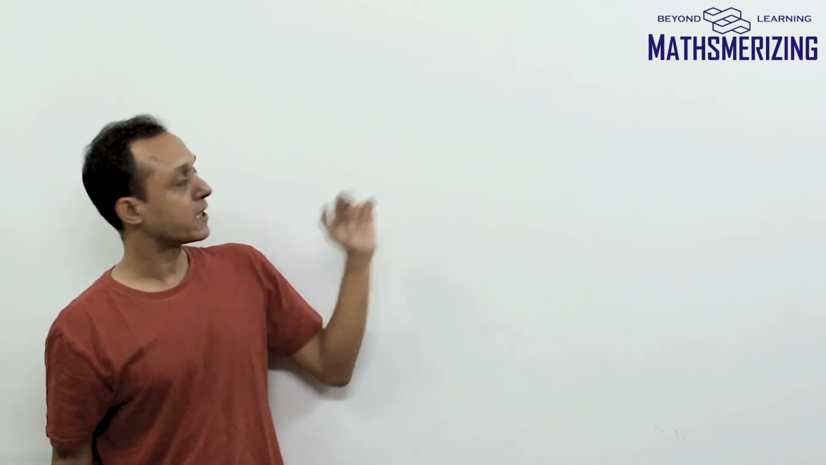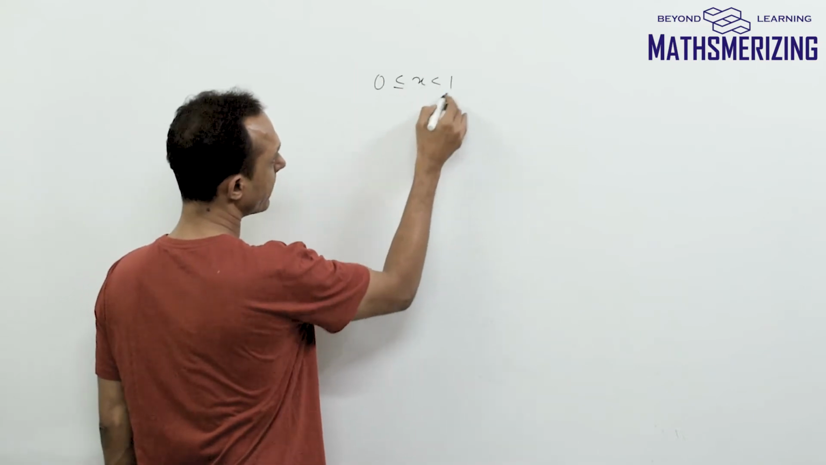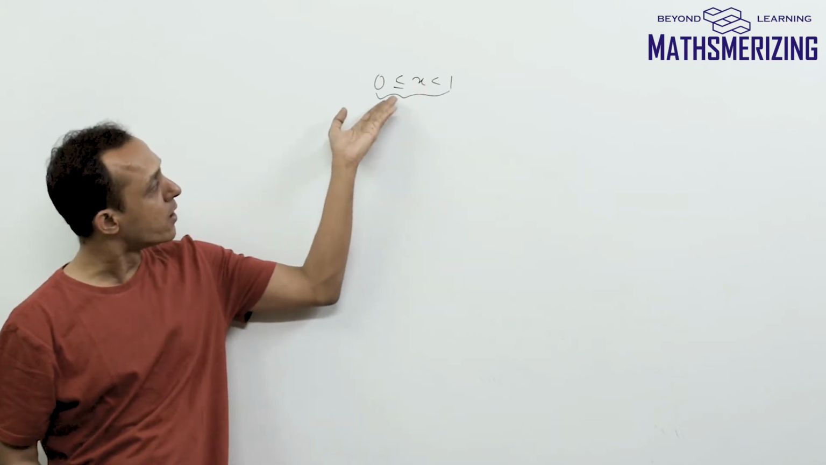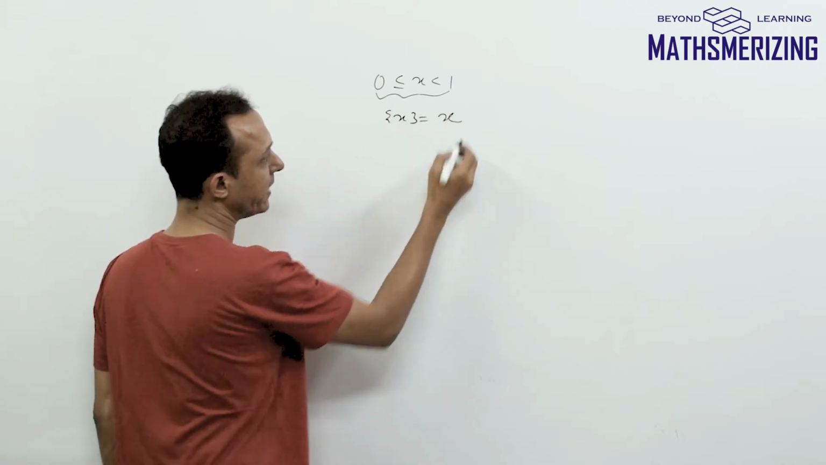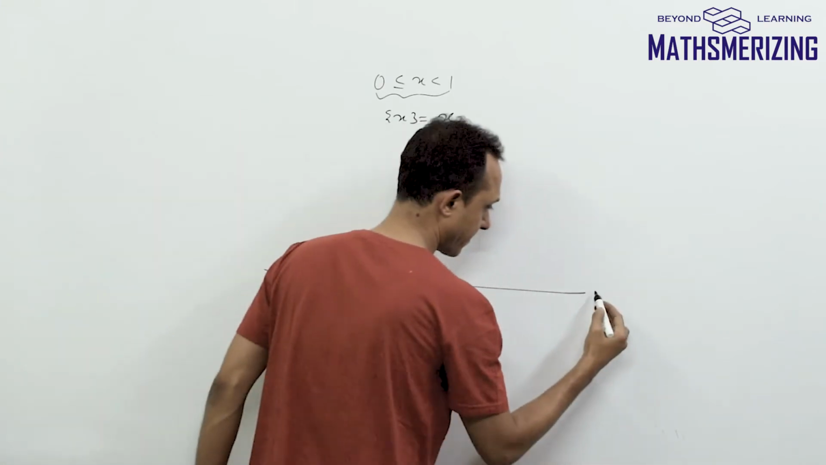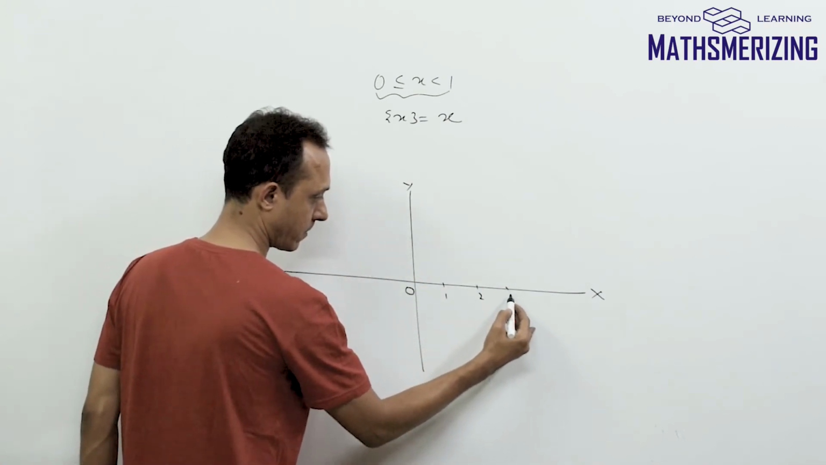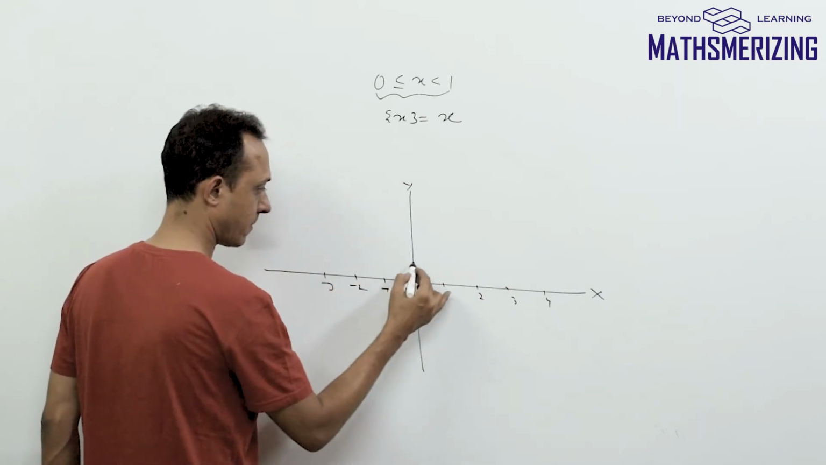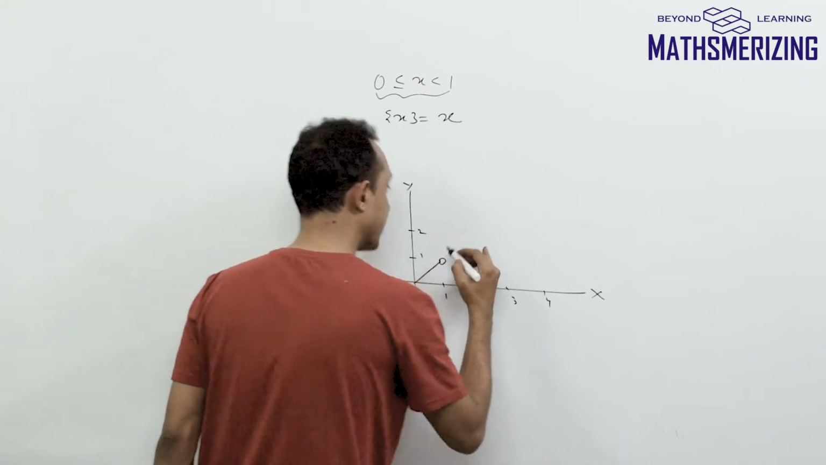Now, if you want to draw the graph of the fractional part function, we know that when x lies between 0 and 1, this x itself is a fraction. Its value is 0.1, 0.2, 0.3. So in this case, the fractional part of x is simply x. So if I have to draw this graph, I'll draw the axis. So between 0 and 1, this is simply the line y equals x.